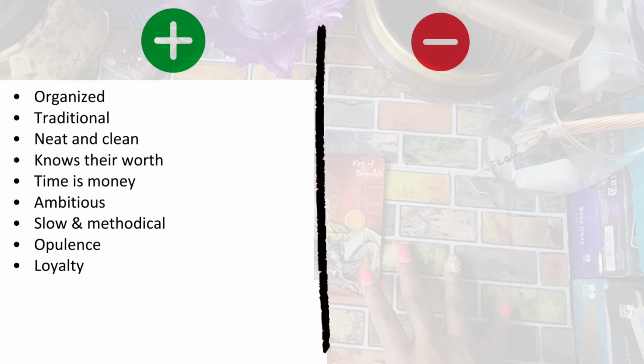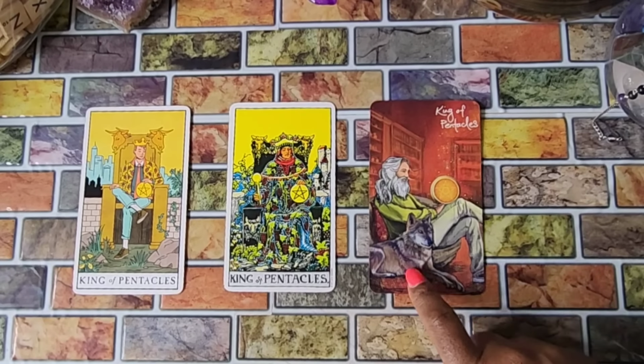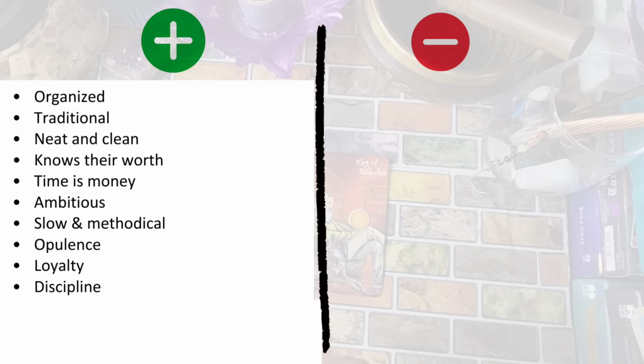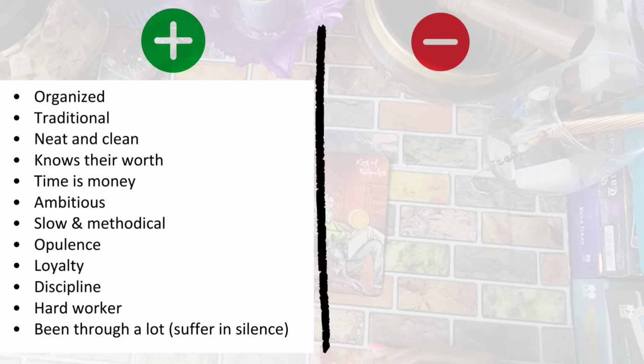Loyal, very loyal. Look at that dog. That dog is telling you loyalty, okay? Disciplined, hard worker, been through a lot. These people have been through a lot, and a lot of times they suffer in silence. Okay, but in reverse, oh Lord.